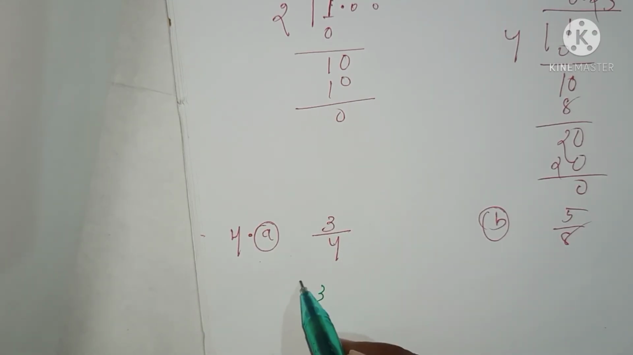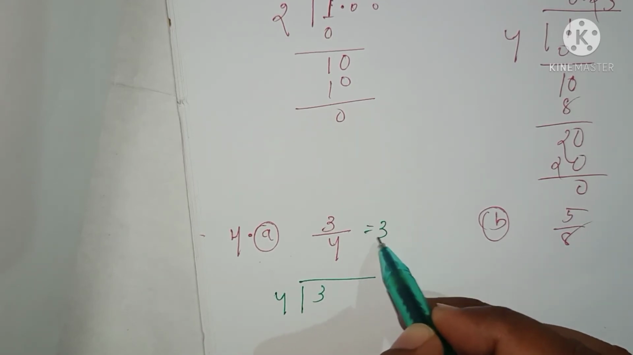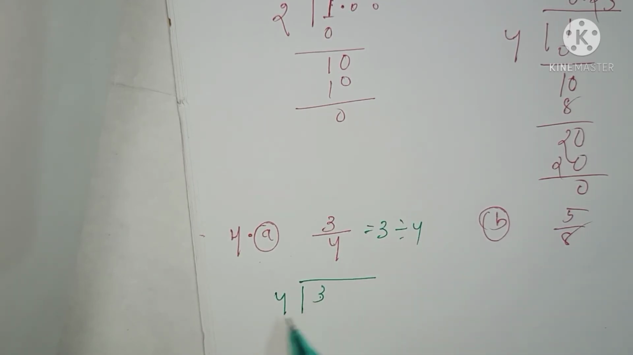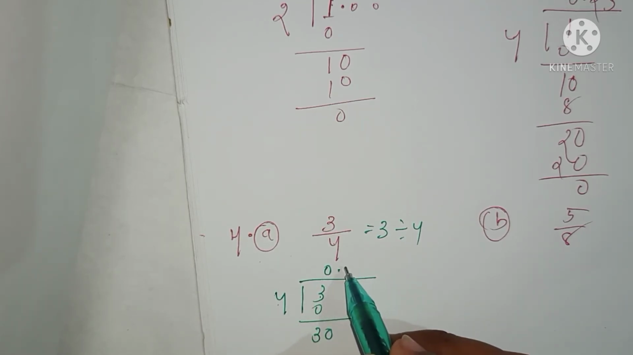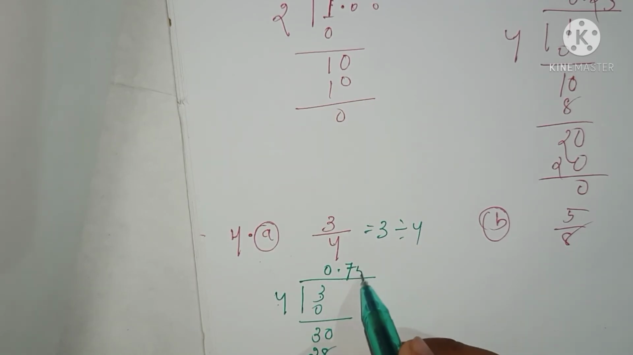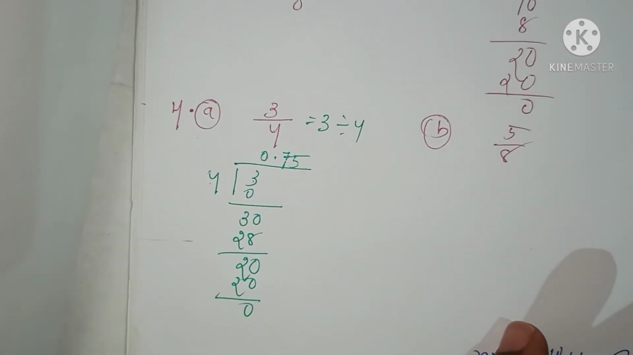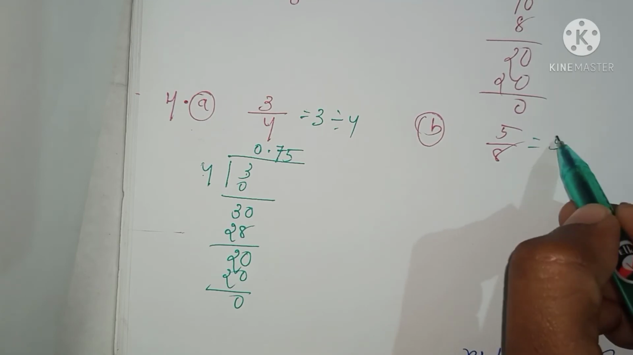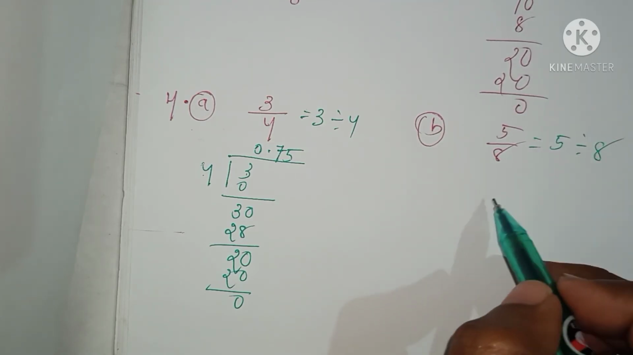Question number 4, 3 by 4. So 3 divided by 4. This one you can write as 3 divided by 4. So 4 zeros are 0, 3, 1 0 will be brought down. So 4 7s are 28. Then 2 1 0 will be brought down. 4 5s are 20. Clear to all of you?